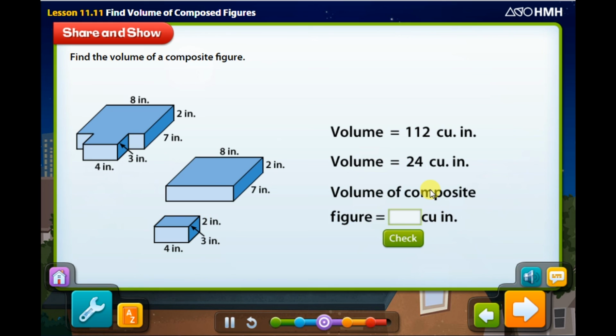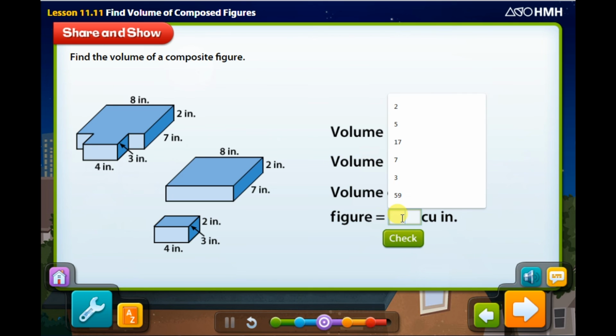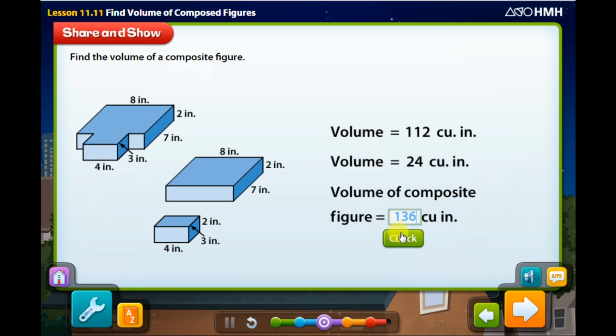Now, find the volume of the composite figure. Okay, so let's add them all together to find the composite volume. If you add, it will give you 136. That's it. The volume of the composite figure is 136 cubic inches.